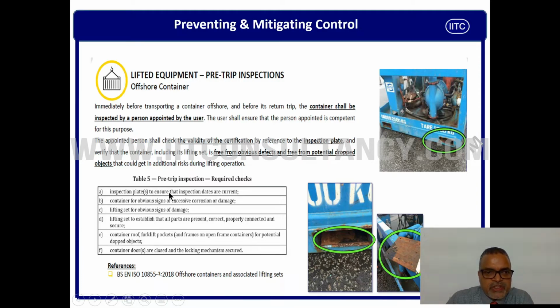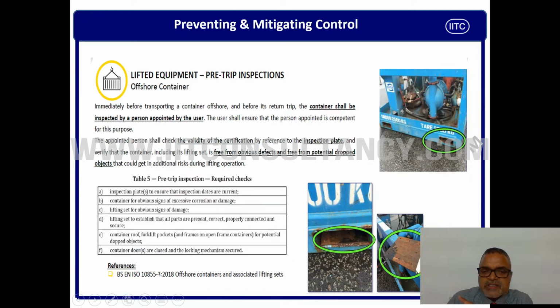First is the inspection plate, to ensure that inspection dates are current, so that means there is no expiry. Container for obvious signs of excessive corrosion or damage. There is no excessive corrosion or damage. Lifting set for obvious signs of damage. Is there any sign of damage? Lifting set to establish that all the parts are present, correct, properly connected and secured. Container roof for clip pockets and frame of the open frame container for potential drop objects. Container doors are closed and locked, the mechanism is secured. The reference is BS EN ISO 10855-3:2018, offshore containers and associated lifting sets.